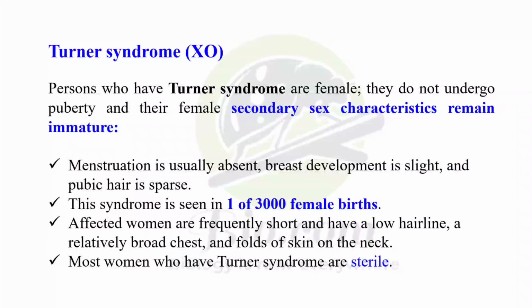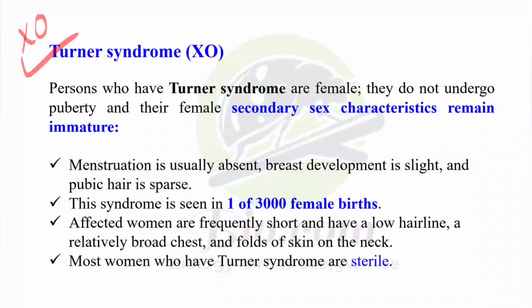So basically Turner syndrome is represented as XO. The XO means the person suffering from Turner syndrome has an X chromosome and the other chromosome is missing, so it is represented as XO. The persons having Turner syndrome are basically females, and if we talk about the frequency, it is only 1 in 3000 females.